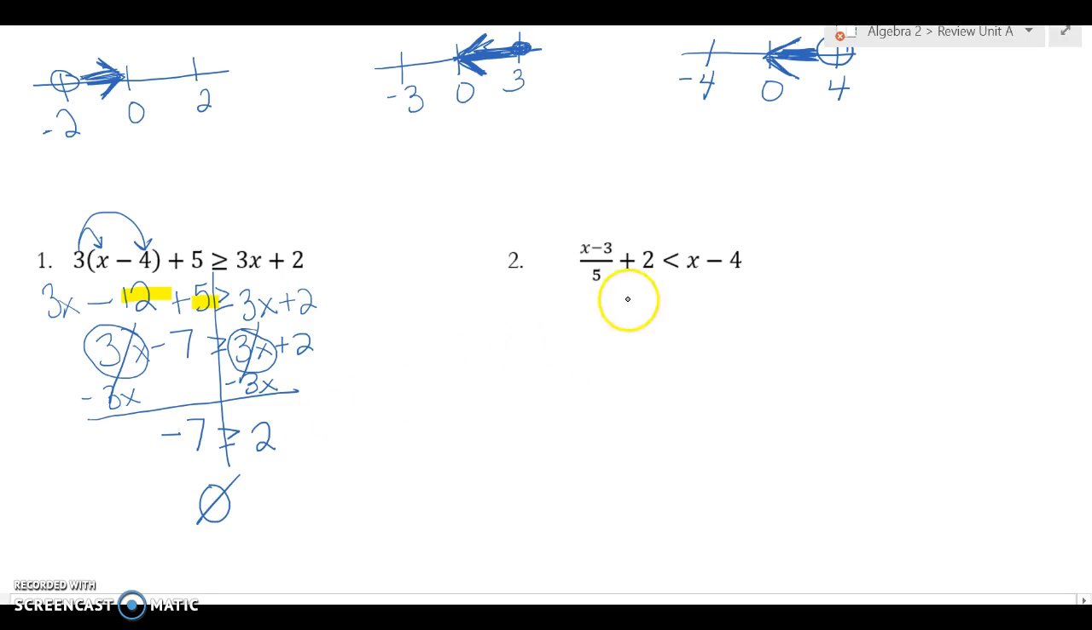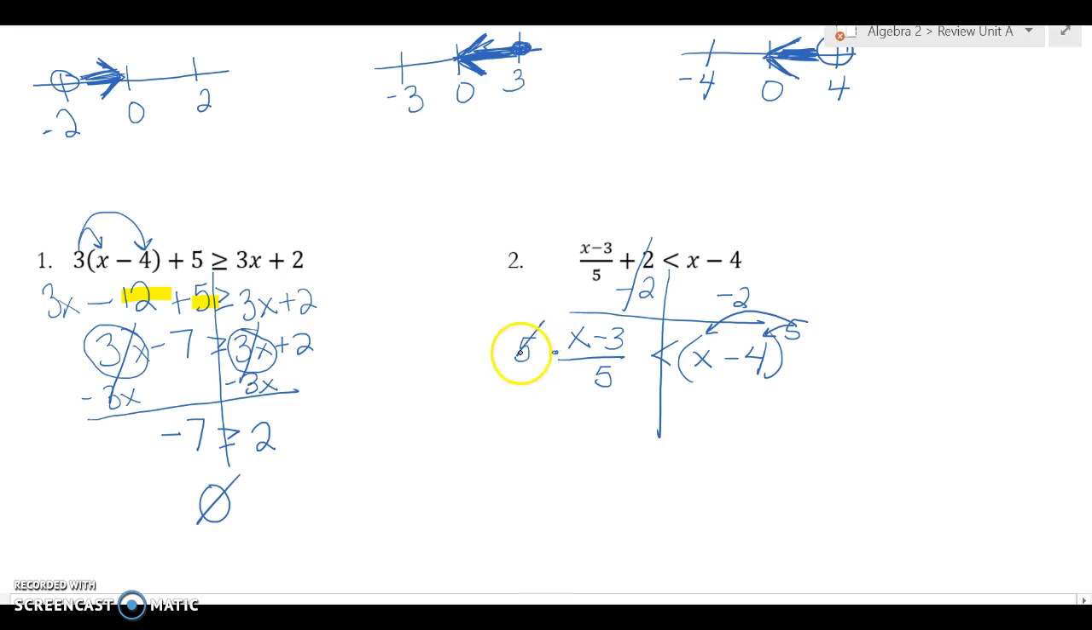All right, let's look at number 2. The next thing we're going to do here, now you can get rid of this fraction first, or you can move the 2. I'm going to go ahead and move the 2 over here. And so I'm going to have (x minus 3) over 5 is less than x minus 4. Now I need to get rid of this fraction. And remember, the way you get rid of fractions is you multiply. So when I multiply, it's like multiplying this whole right side. So in the end, I end up distributing it. So on the left, the 5s are gone. So I'm left with x minus 3 is less than 5x minus 20.